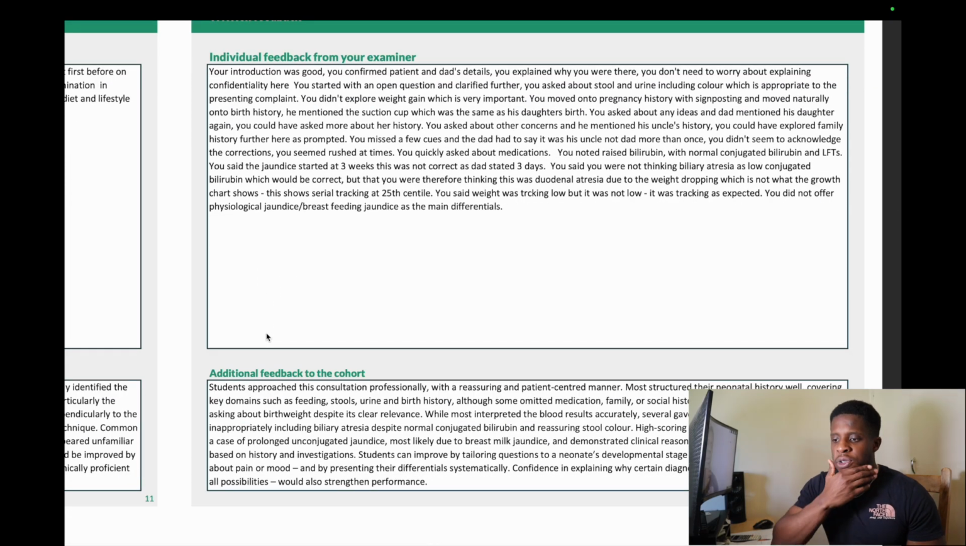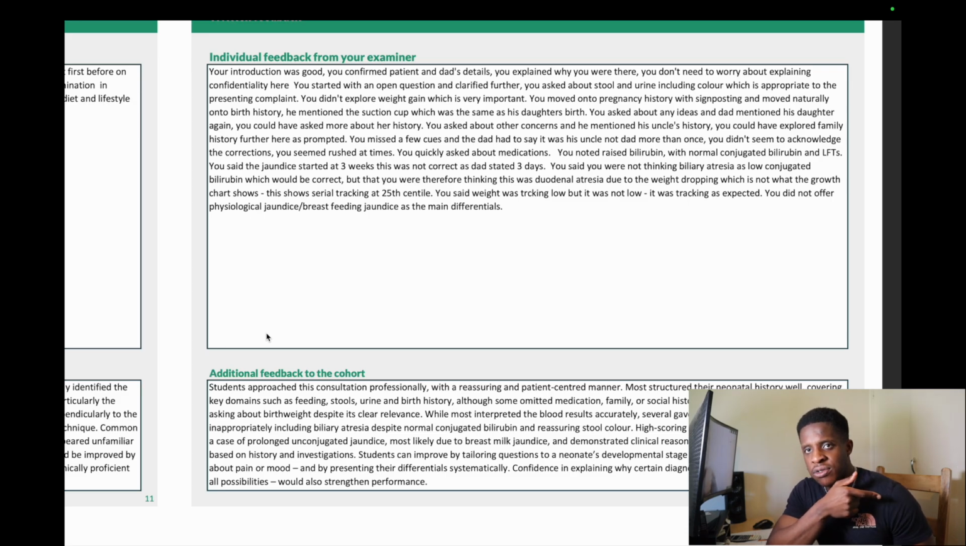Your introduction was good. You confirmed the patient and dad's details. You explained why you were there. You don't need to worry about explaining confidentiality here. You started with an open question and clarified further. You asked about stool and urine color, which is appropriate to the presented complaints. You didn't explore weight gain, which is very important for history. It's weird because I did so well on the previous paeds history, but I didn't do that well on this one. So still treat this as a paeds station.